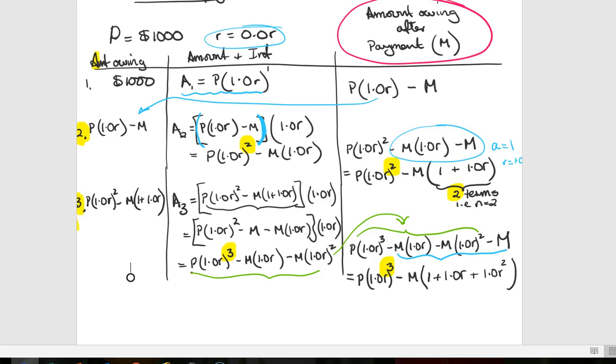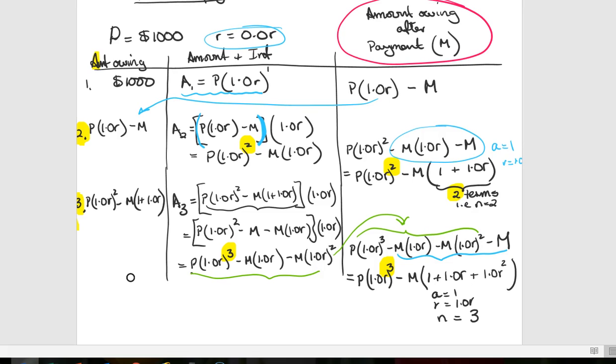Why have I written it like that? Because it is a GP, or a geometric series. A is equal to 1, r is equal to 1.0r, and n at this point is 3. There are 3 terms. I could sum those 3 terms if I didn't have an r in it, if I had substituted a number for r, and I could calculate that sum, multiply it by the payment, subtract it from the amount borrowed times 1.0r to the 3. So that is basically the pattern.